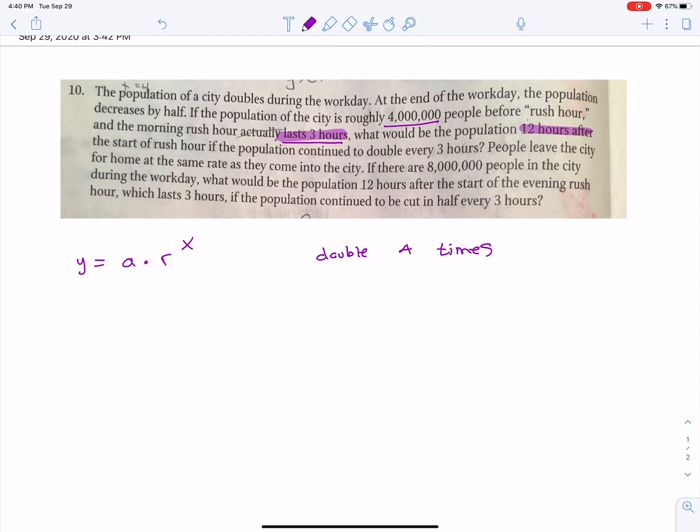So let's take a step back. Now we're going to plug this into our formula. In our formula, y represents the number of people after however many times we've doubled this population. A represents how many people we start with, called the initial population. And x is going to be the number of times we double this population.